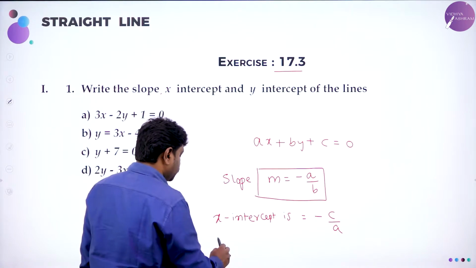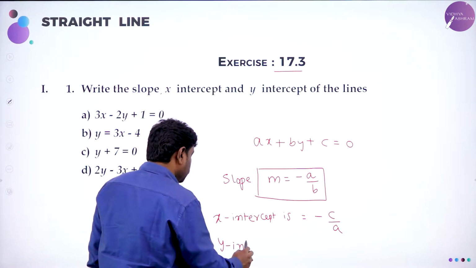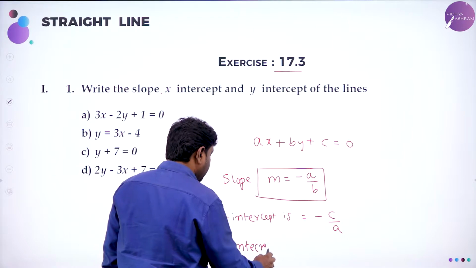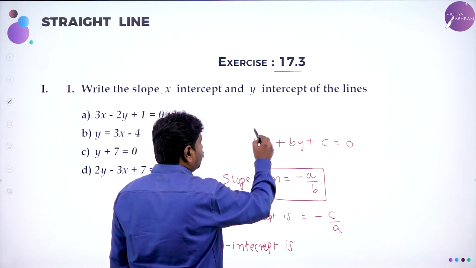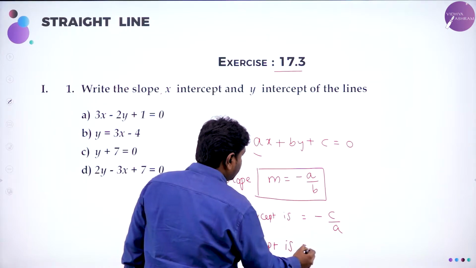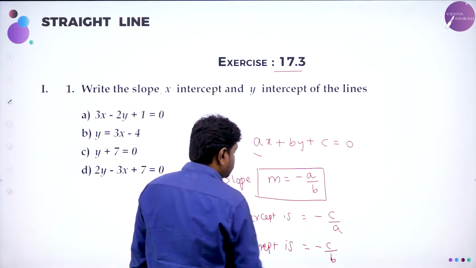And then y-intercept. What is y-intercept? Y-intercept is the point on y-axis. How to get y-intercept? Put x value 0. When you put x value 0, we will get y value as minus c by b. So these are the three formats.